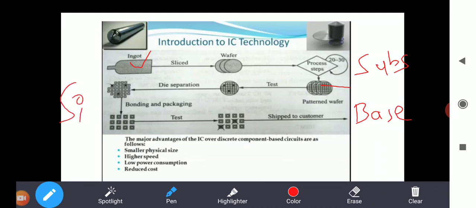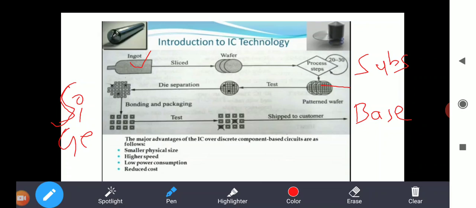Silicon means these are all semiconductor materials. Silicon, germanium, gallium arsenide, these are all semiconductor materials. Here, silicon is vastly available and it has many advantages compared to germanium and other semiconductor materials. That's why we will use silicon in all wafers. For the making of these wafers we will use silicon.